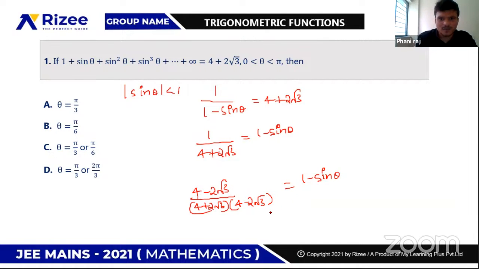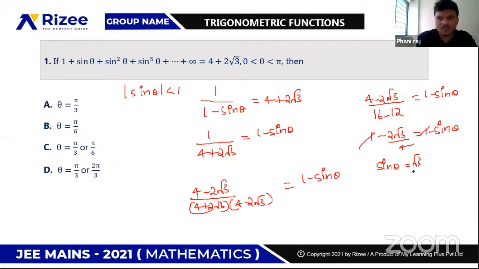Now what is this? This 4 minus 2 root 3 by 4 plus 2 root 3 is the same as 4 minus 2 root 3 by what? This is 16 minus 2 root 3 whole square, that is 12. This is equal to 1 minus sine theta. This is the same as 1 minus 2 root 3 by 4 equal to 1 minus sine theta. Cancel 1 on both sides. You get sine theta equal to root 3 by 2. Obviously, theta equal to pi by 3 is the answer, because you will have to check it only for 0 less than theta less than pi.